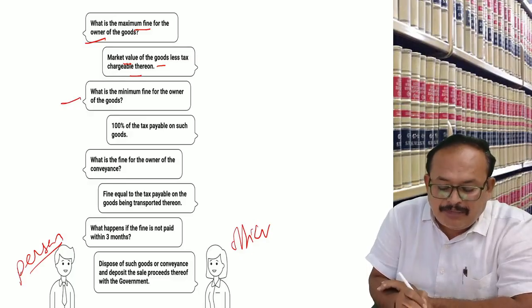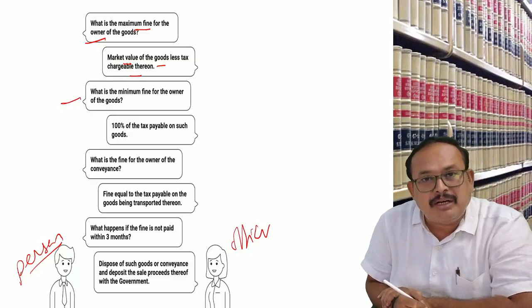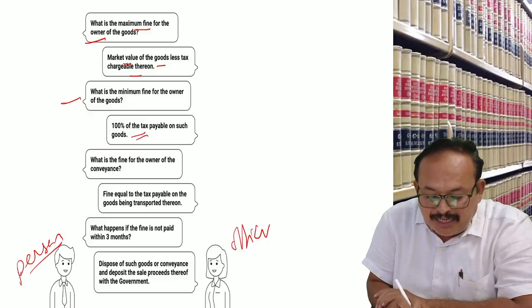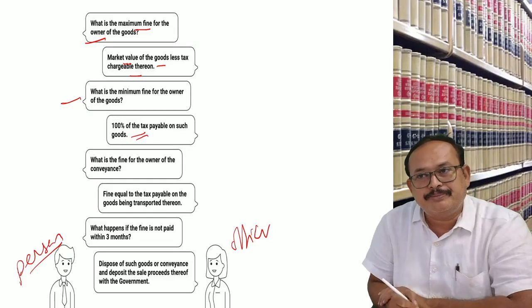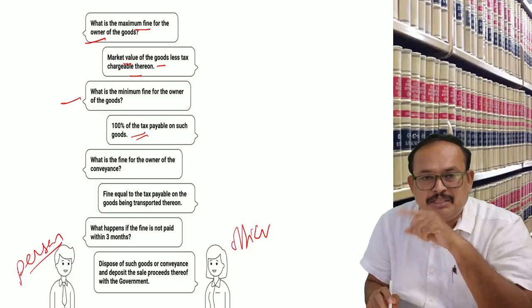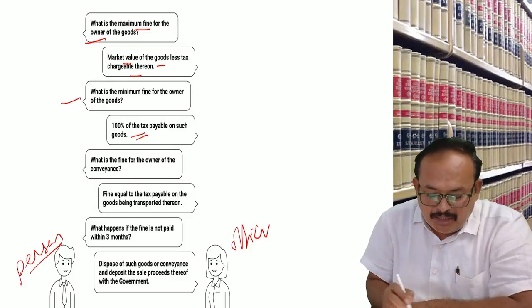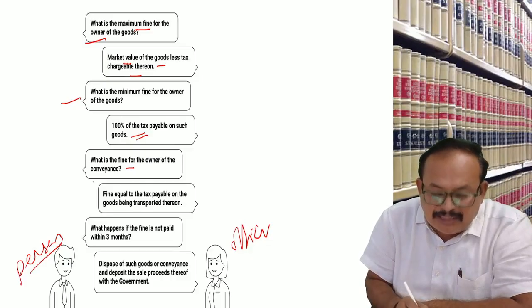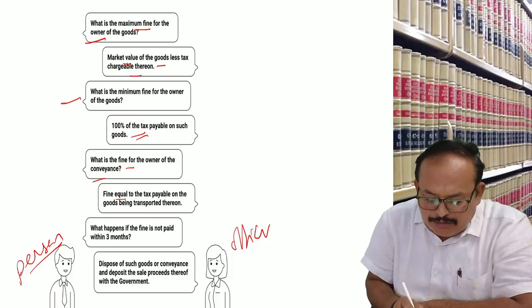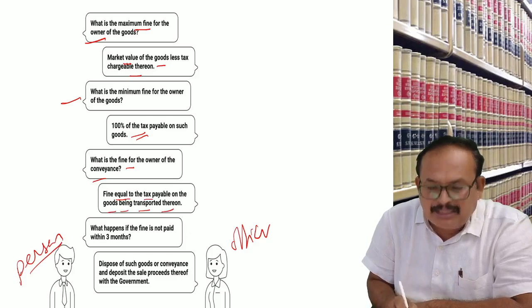What is the minimum fine, asked the owner of the goods. The department officer replied, 100% of the tax payable on such goods is the minimum. Maximum, market value minus GST payable thereon is the maximum. What is the fine for the owner of the conveyance? There is a fine equal to the tax payable on the goods being transported thereon.